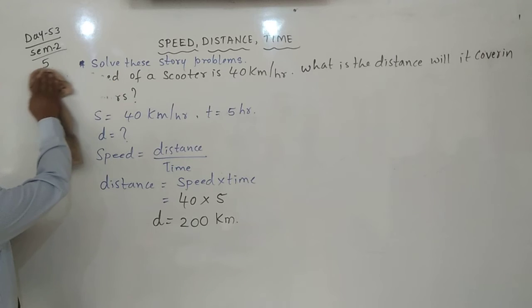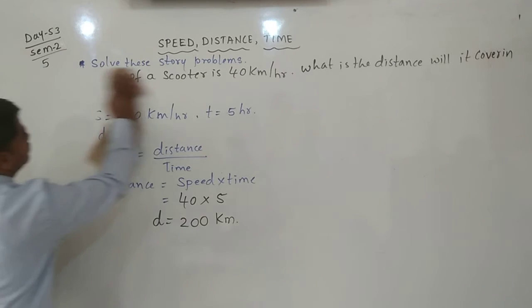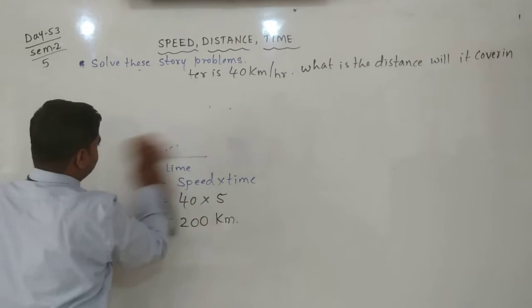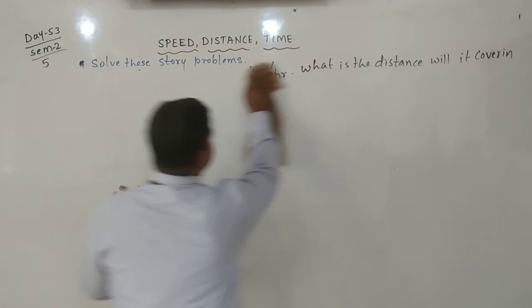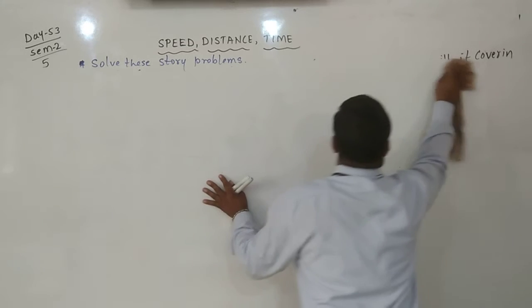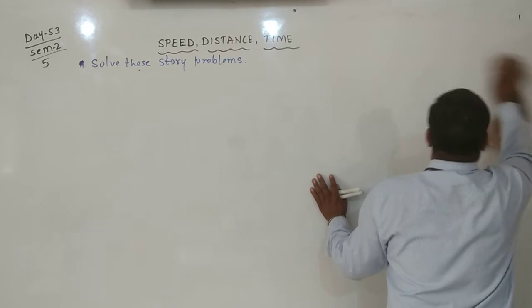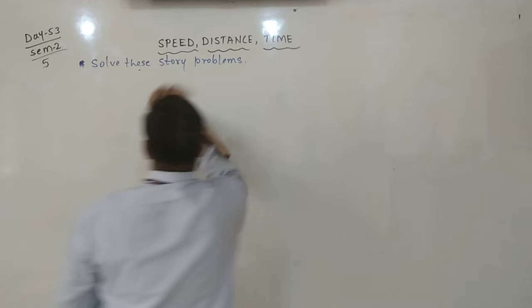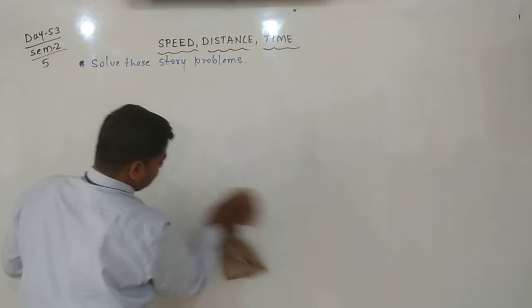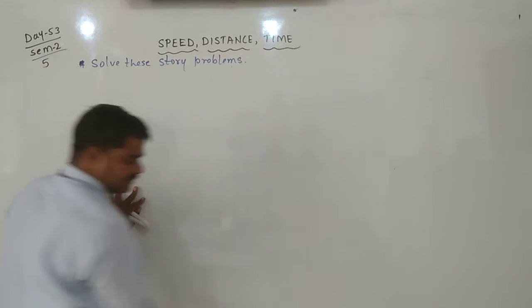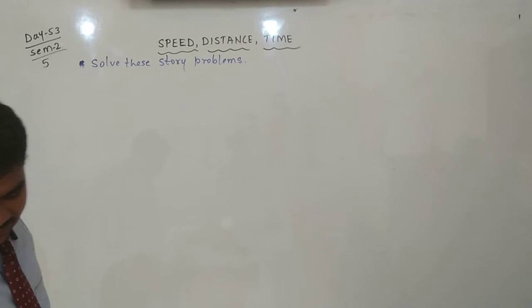Second question. Very simple problems. First you should understand the problem: what we have to find. If speed and distance are given, then find time. If speed and time are given, then distance. If distance and time are given, then speed.